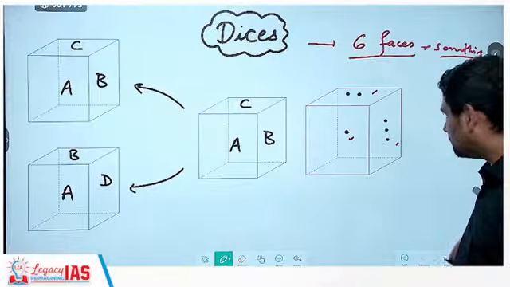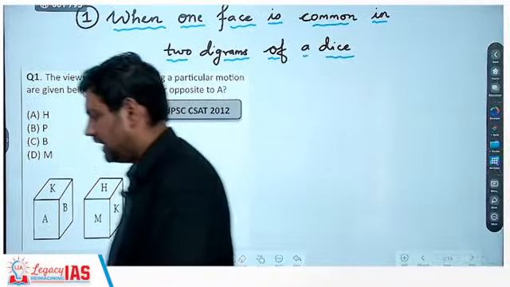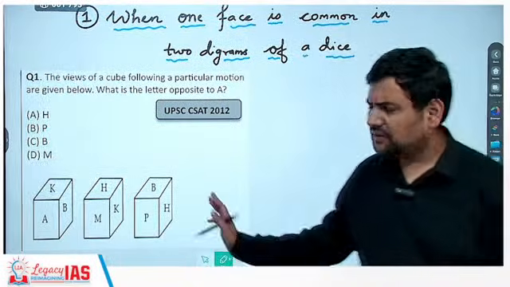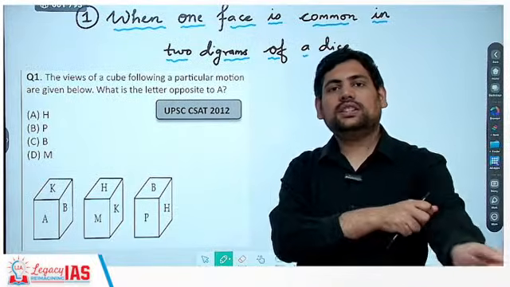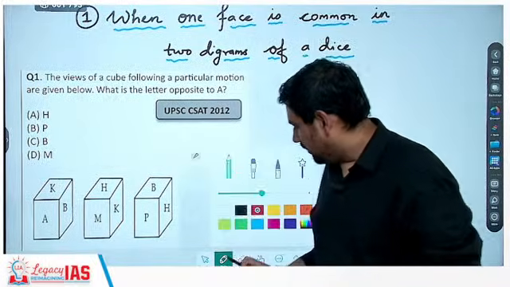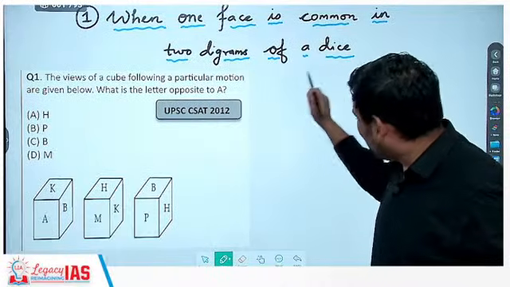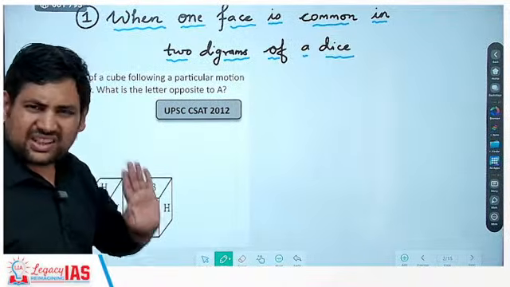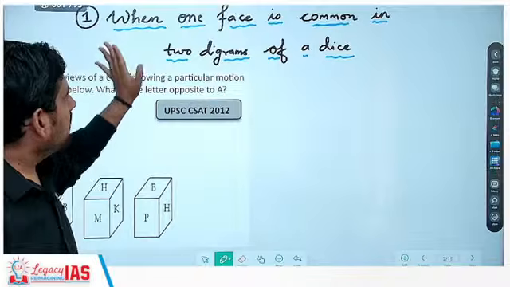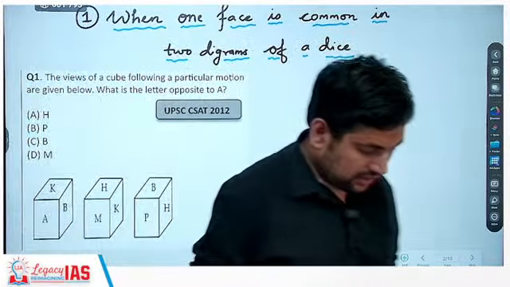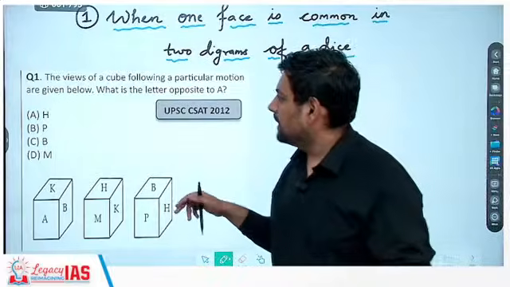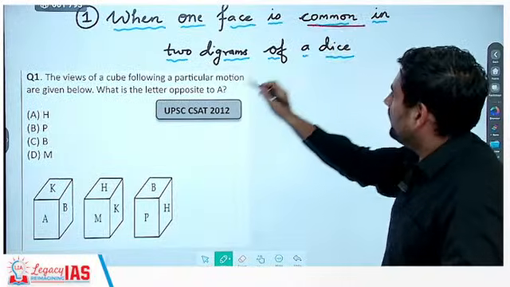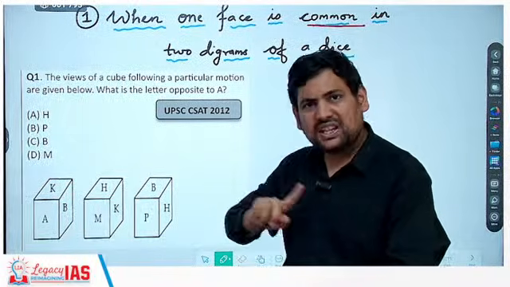This is the first way to find it, when one face is common in two diagrams of a dice. One face is common and we need to find which face is opposite to which other face. It is a very easy method. You need not see what is adjacent to what. It is a very simple process. You first find out two diagrams which have one common face.